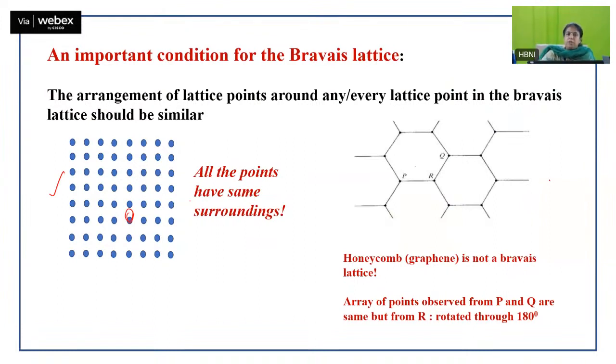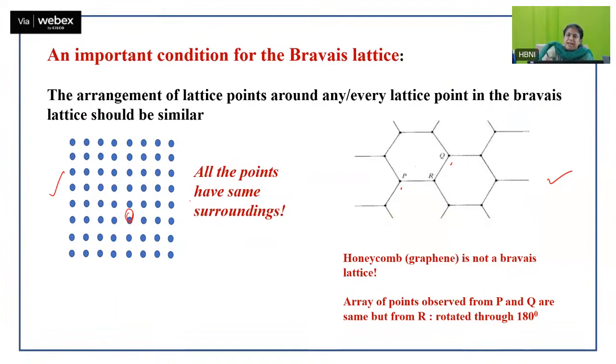But if you come to this right-hand side figure, this is a honeycomb structure. Those of you who are doing research would have heard about graphene. Graphene is a single or multi-layered graphite. It is a honeycomb structure, but we don't call this particular hexagonal arrangement a Bravais lattice. Why? If you carefully observe point P and point Q, the arrangement of the atoms is similar around them.